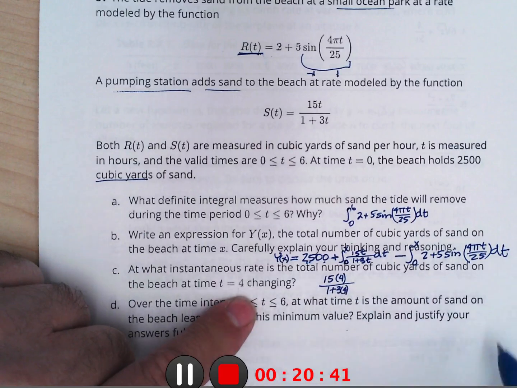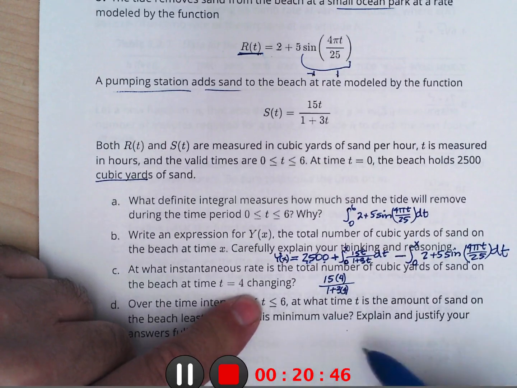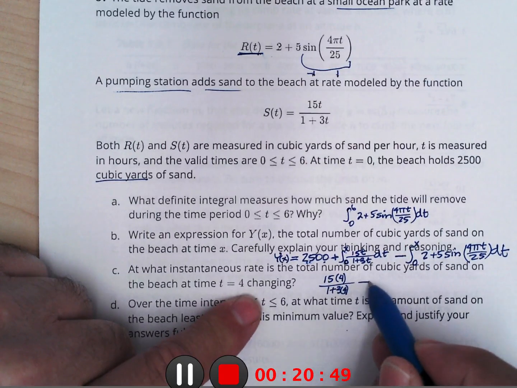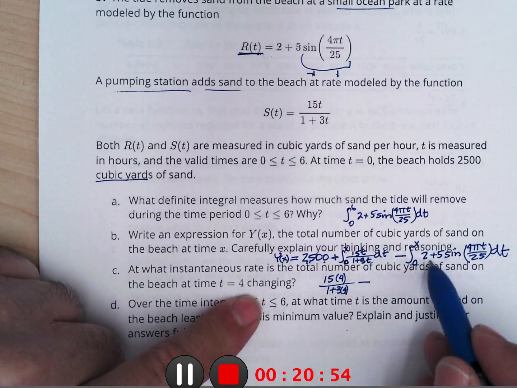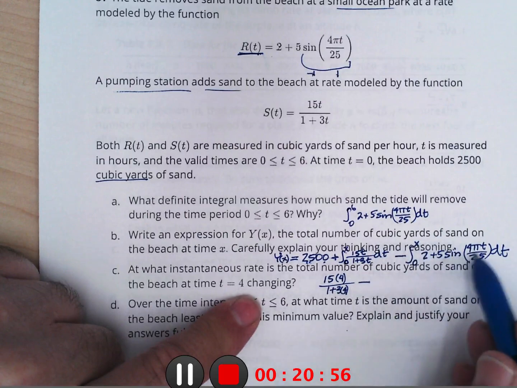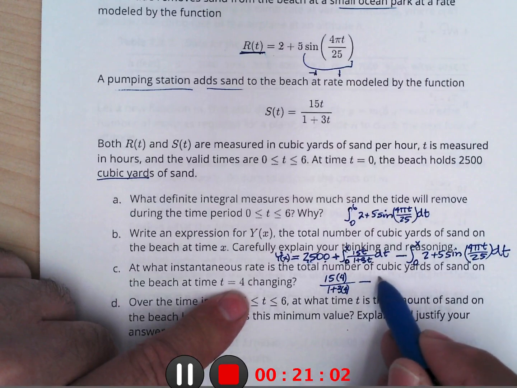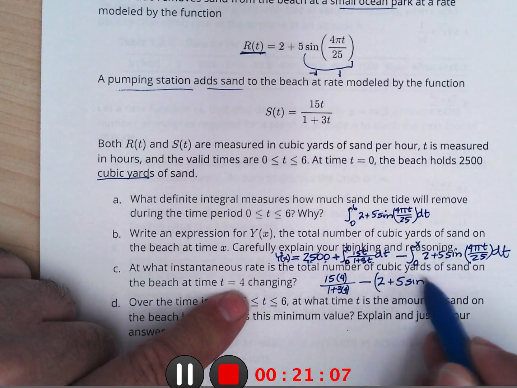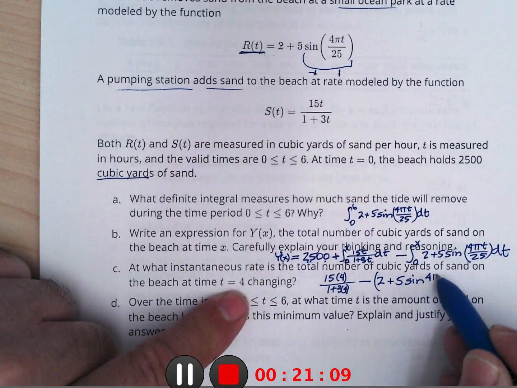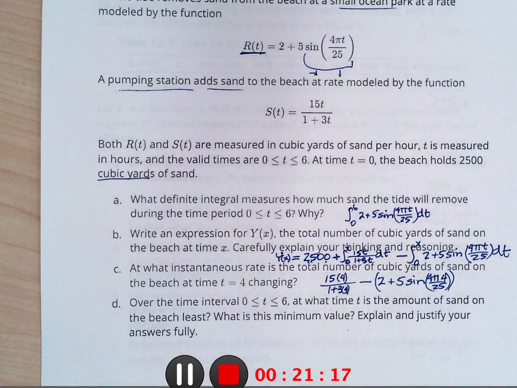That's how much sand would be adding at that time, the rate of adding sand, and then the rate of subtracting sand to get the rate overall. We would put the x into this and then replace it with 4. So we'd have minus 2 plus 5 sine of 4 pi times 4 over 25. And that would be the instantaneous rate of change of sand, figuring out whatever that is.